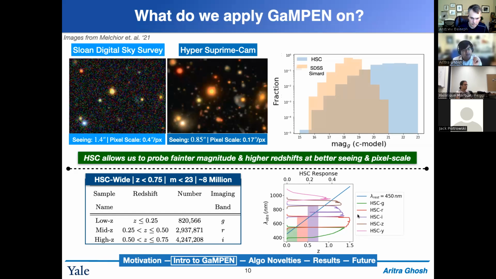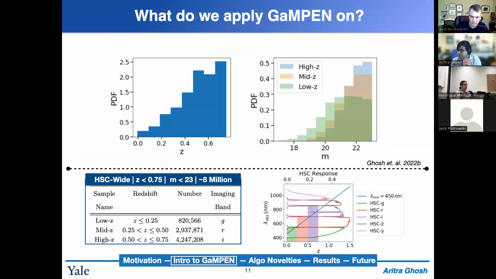Now, what does the distribution of data look like for us? What we have over here on the left is the redshift distribution of the galaxies. On the right is the magnitude distribution. As you might expect, as we preferentially go towards higher redshifts, the fraction of objects at fainter magnitudes increases. That's roughly just to give you an idea of what the distribution of data is in our sample. So hopefully you now have an introduction to what our tool is and what our sample looks like. Next, let's talk a little bit about how GaMPEN works.